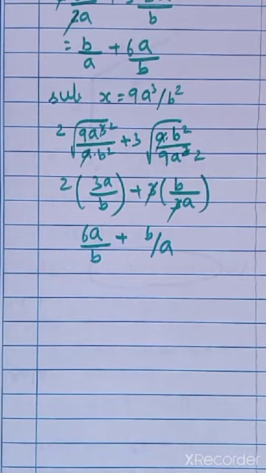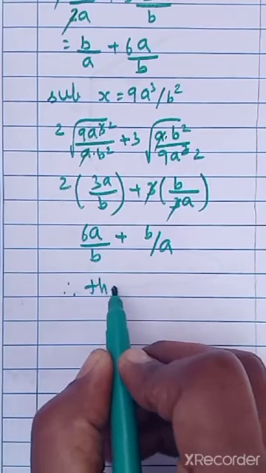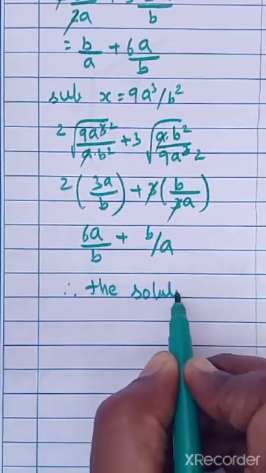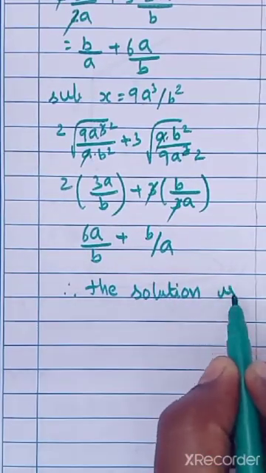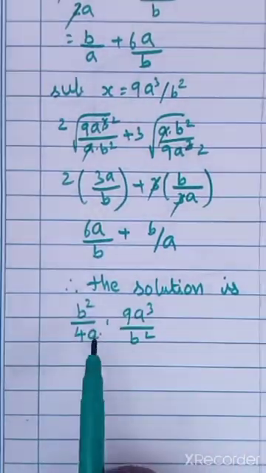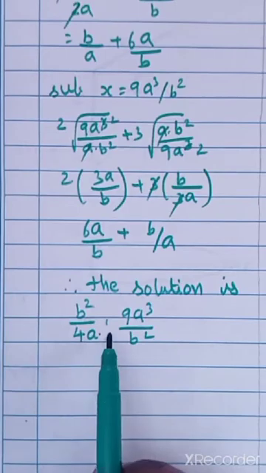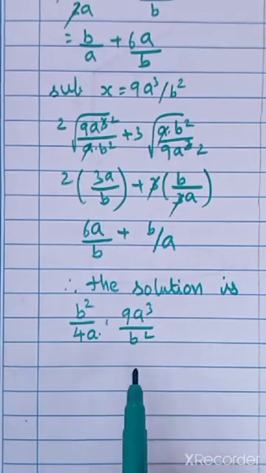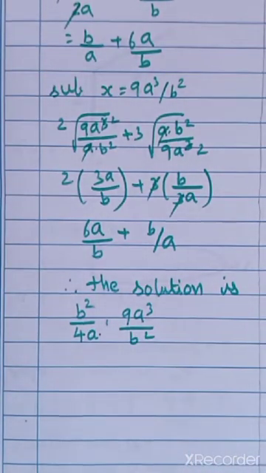So here what you can conclude, therefore b by a plus 6a by b, therefore the solution set. Okay, therefore the solution set is b squared by 4a, 9a cube by b square. Is that clear?